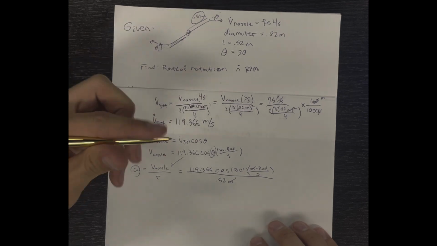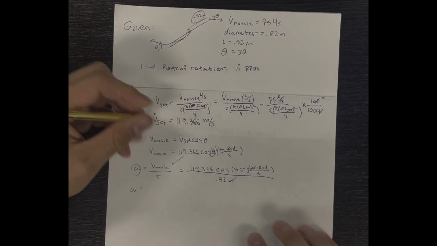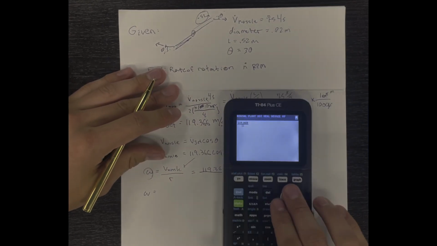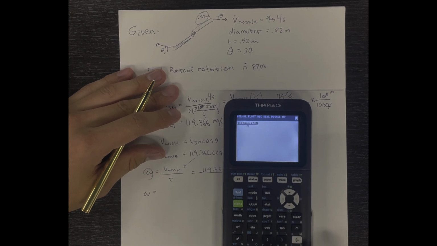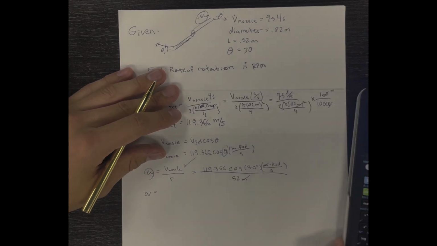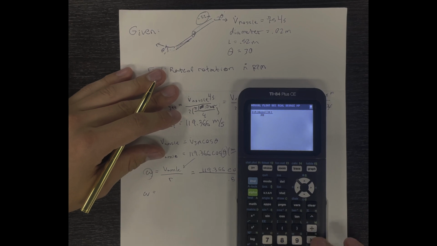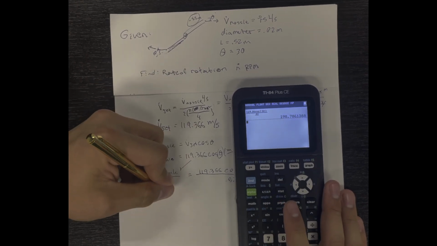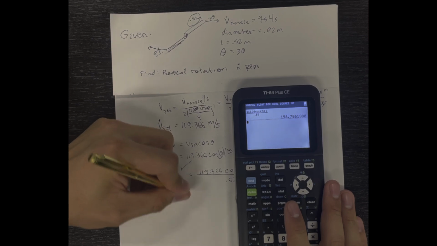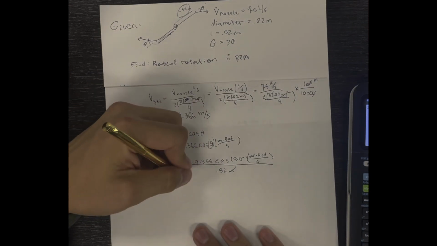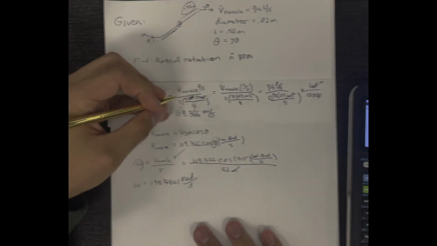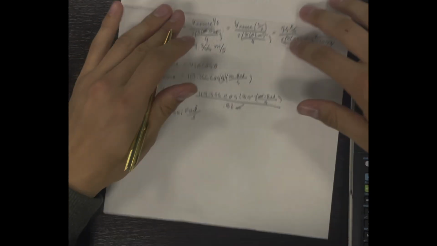Anyway, let's do this. So our W is equal to 119.36, we'll put that in a fraction, times cosine of 30 over 0.52 gives us 198.7861, and this is in radians per second. Always just follow the units.